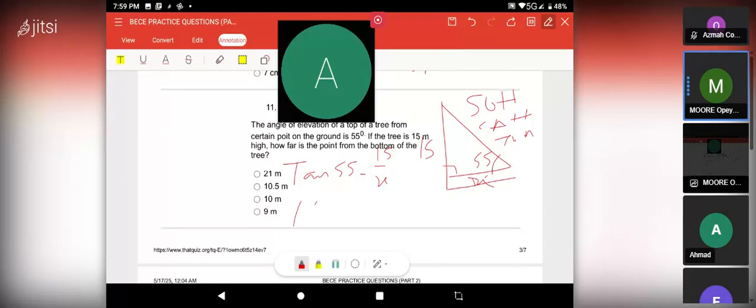So 1.428 is equal to 15 over x. So x is equal to 15 divided by 1.428. Who has done the calculation? 15 divided by 1.428.